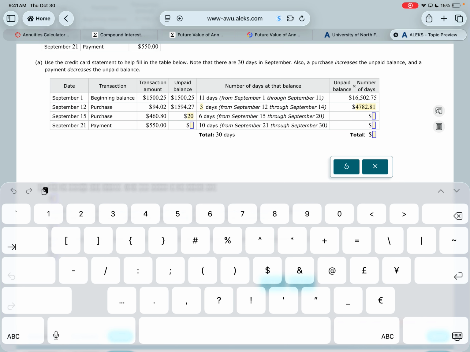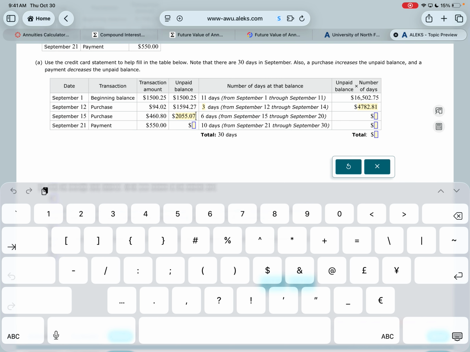Is 2055.07. Okay, and I carried that balance for 6 days, so I take that times 6. 12330.42. All right. Then I made a payment of $550, so 2055.07 minus 550 is 1505.07. And I carried that for 10 days. So that would be 15,050.7. All right. So now I have how much each day I carried.